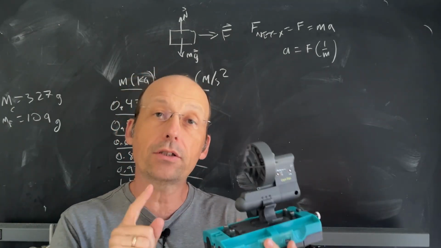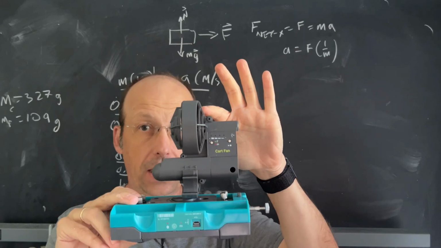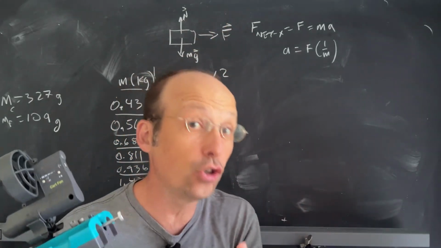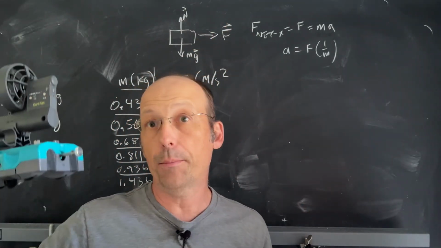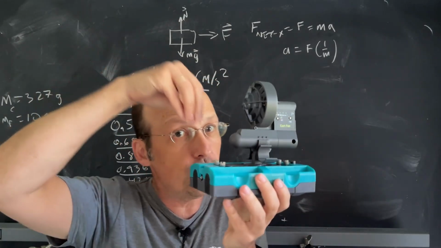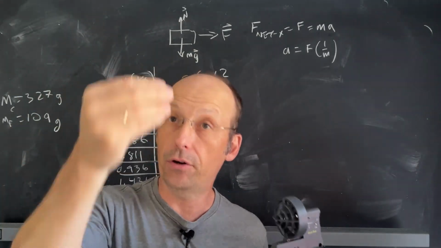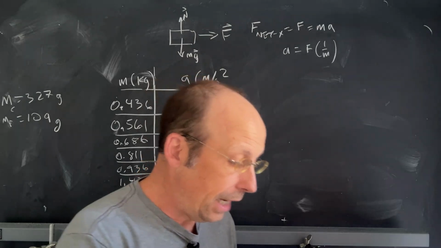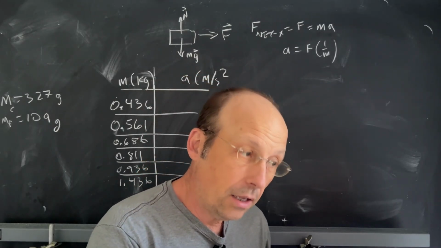So what I want to do is to turn on this fan, and it's going to have, I assume, a constant force. And then I'm going to let it accelerate. I'm going to find the acceleration. And then I'm going to change the mass. And then I'm going to do it again. And then I'm going to change the mass. And so let's look at what I have on the board here.